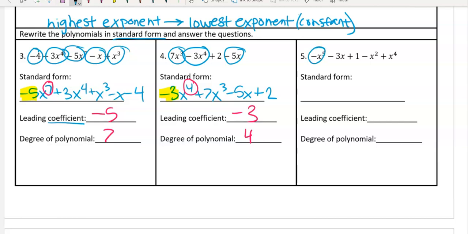So our largest exponent is negative x to the 5 plus x to the 4 minus x squared minus 3x plus 1. Now our leading coefficient is a negative 1. And then the degree of the polynomial, we got 5.